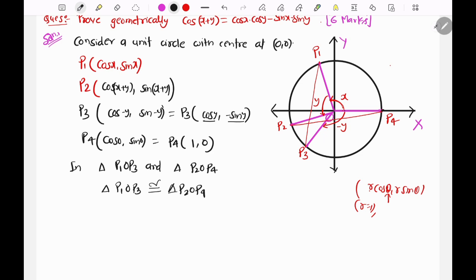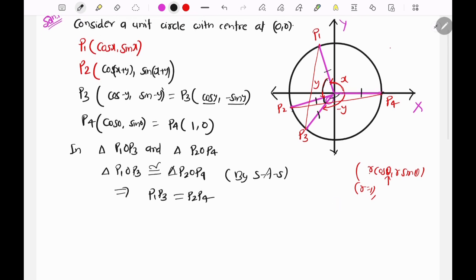Why are they similar? Because this side P1 O equals this side O P4, because both are radius, and this side equals this side. So two sides are equal and one angle is common. This angle is y, this angle is y, here also y, and this is common. So by SAS, side angle side, they are similar triangles. So if they are similar triangles, it means side P1 P3 must be equal to P2 P4.